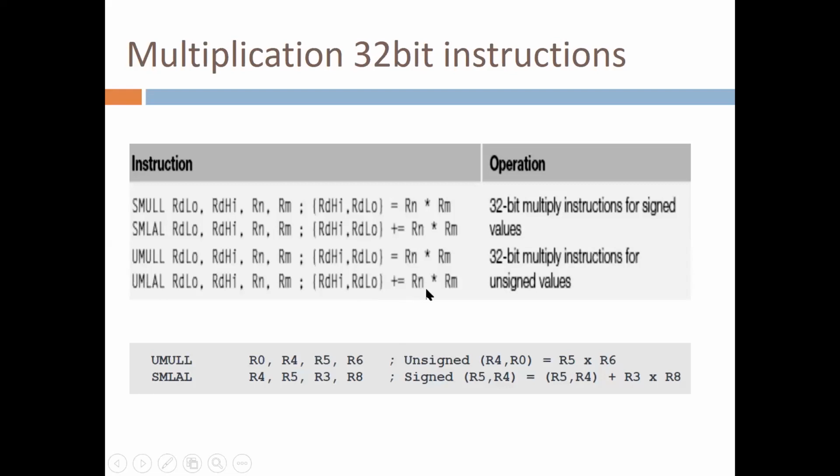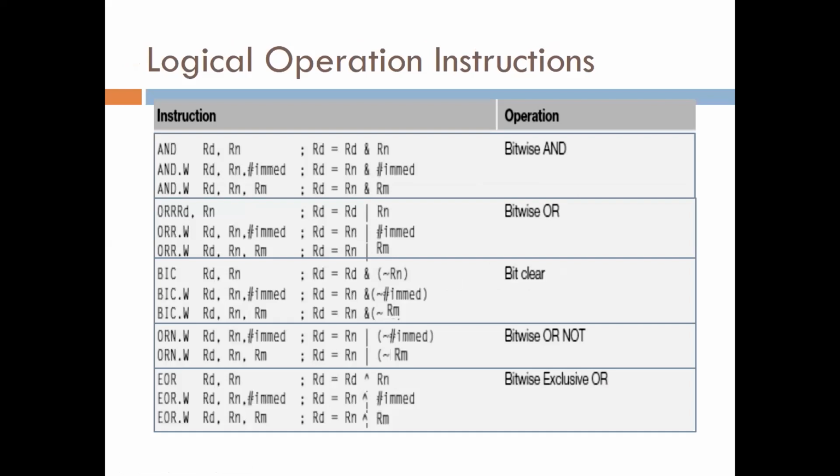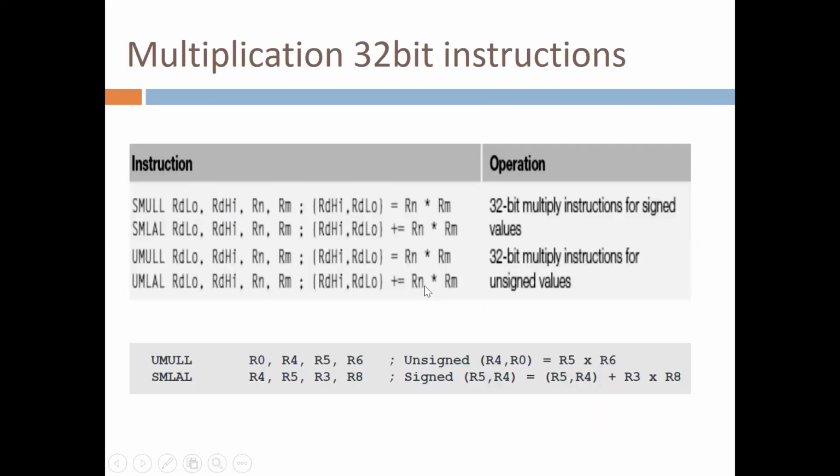Now let us see the first operation. The first operation is multiplication, that is, the content of Rn will be multiplied with the content of Rm. You get a 64-bit result from this multiplication. That result will be added with the previous content of RdHi and RdLo. After summation, the result will be stored in RdLo and RdHi. So it is performing two operations, multiplication and then addition. Hence we have long multiplication along with accumulate. This operates on unsigned data.